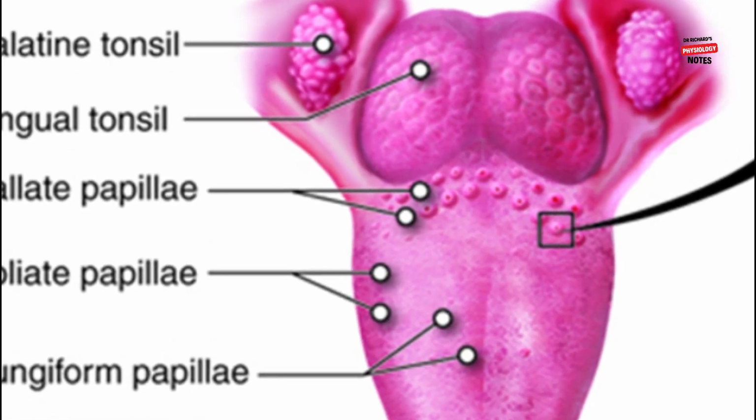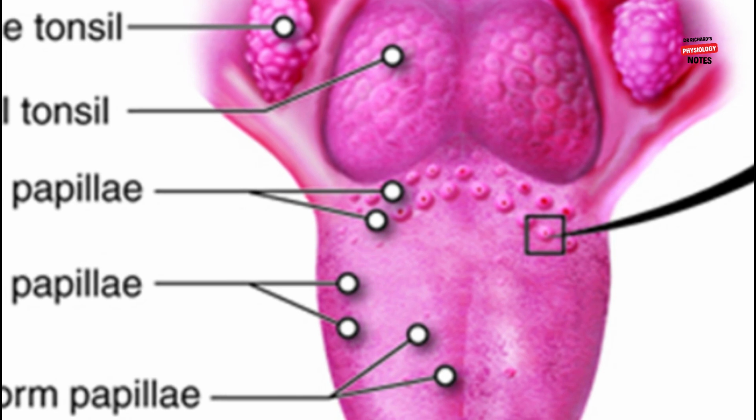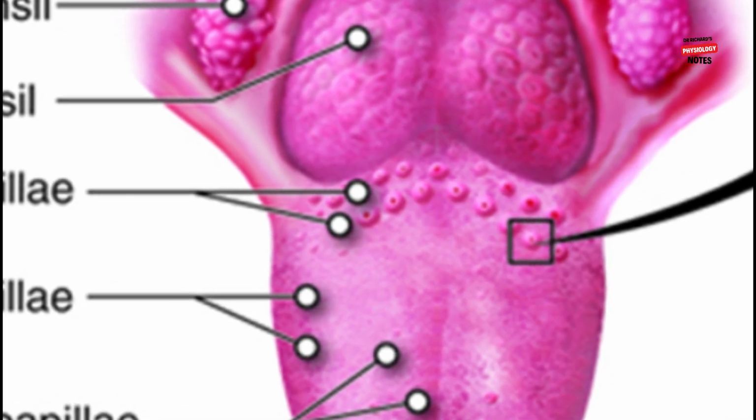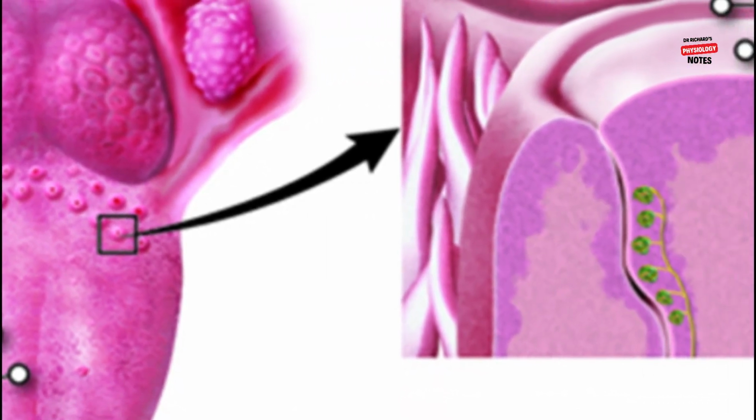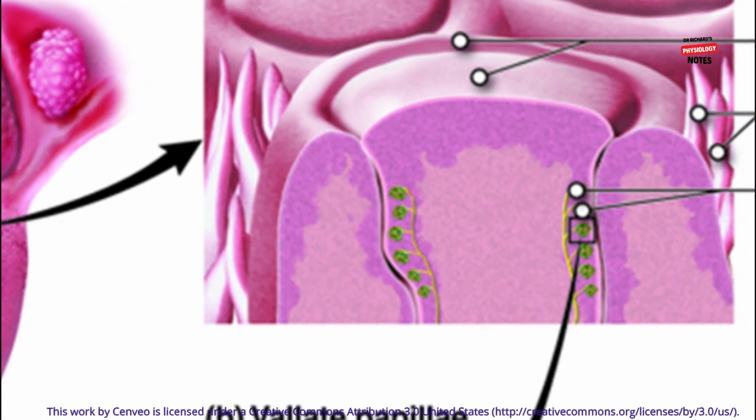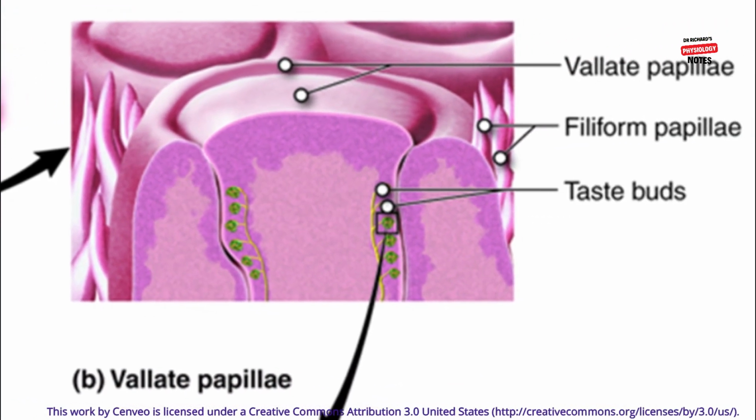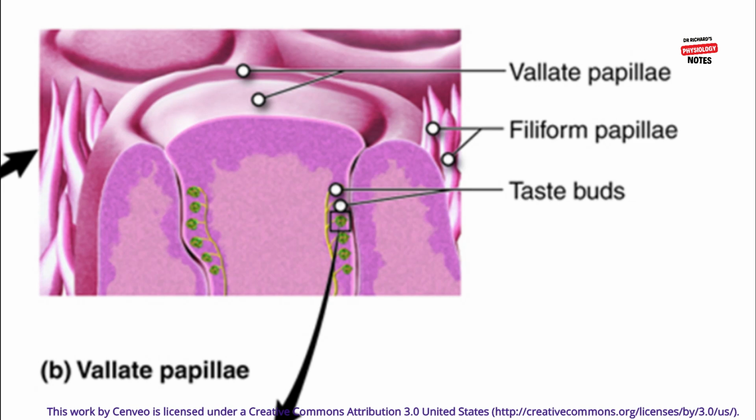The surface of the tongue, along with the rest of the oral cavity, is lined by a stratified squamous epithelium. On the surface of the tongue are raised bumps called papillae that contain the taste buds. There are 3 types of papillae based on their appearance: velate, foliate, and fungiform.